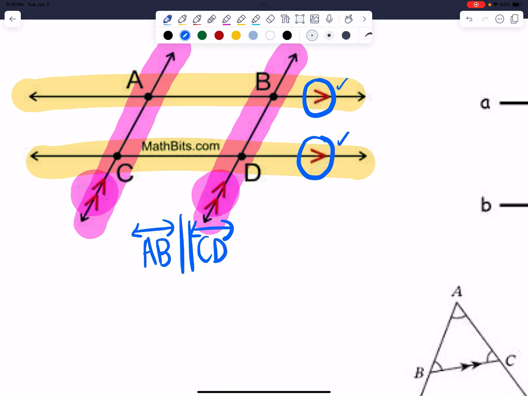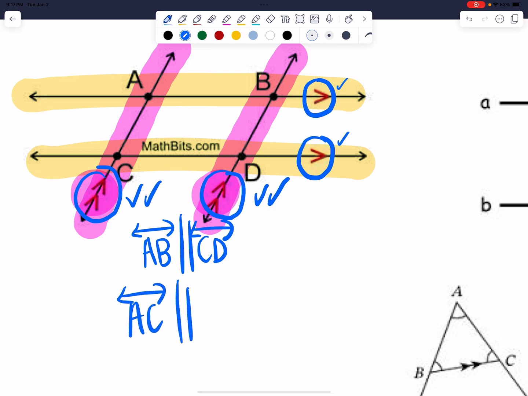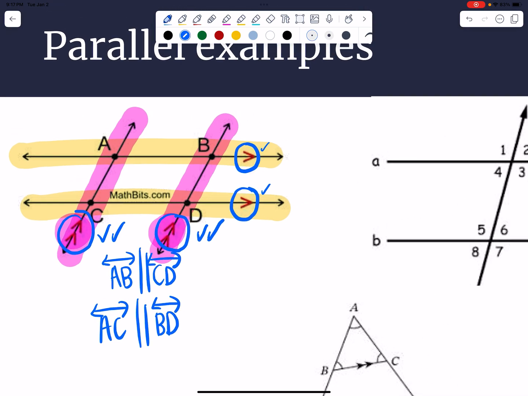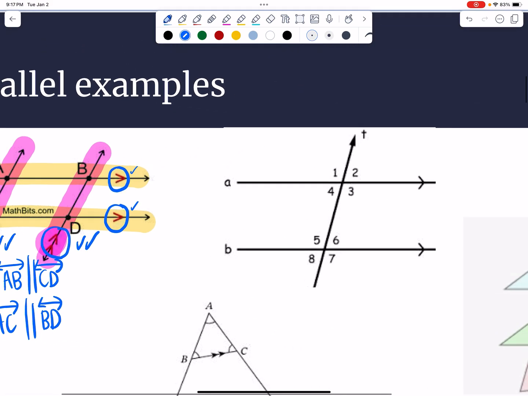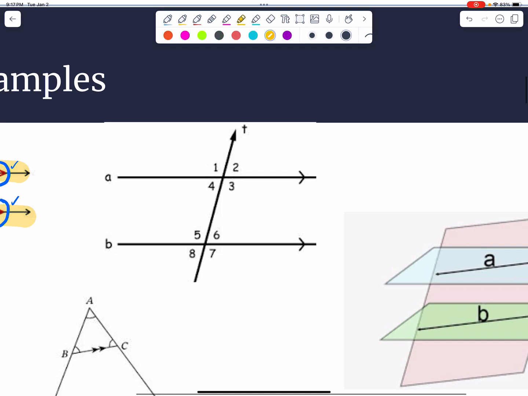Let me circle that for you. The two arrow markings show that these are parallel. So line AC is also parallel to line BD, meaning that they never ever touch each other. They go on forever in infinite directions and they never ever cross. They never intersect.